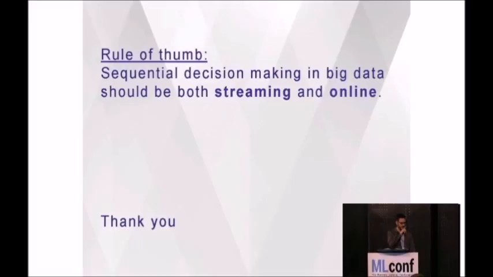And the take-home message is that if you do any kind of sequential decision-making or model fitting on big data, and you have to take actions, you probably want to think about the intersection of the streaming and the online algorithm. So you want to both take decisions online and be best in comparison to what would have happened had you known the future in advance. And you of course want to be streaming because you want to be efficient memory-wise. You don't want to carry around the entire data from the beginning of history.